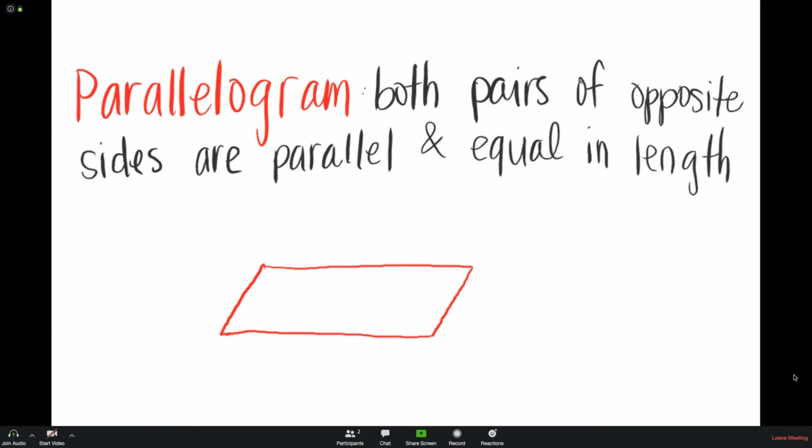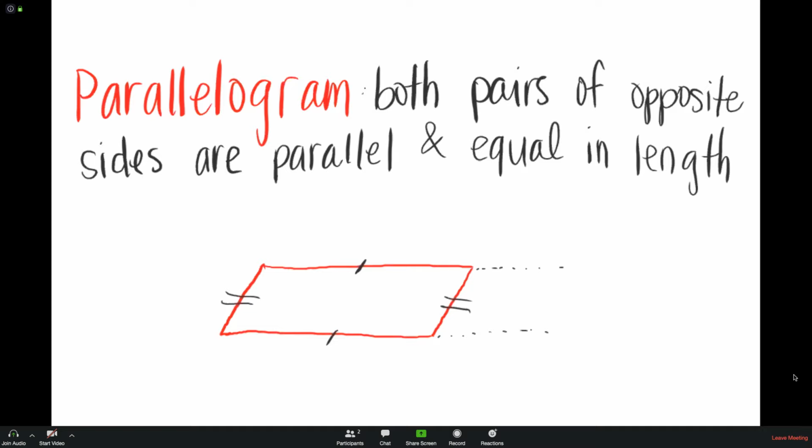Okay, so a parallelogram means that both pairs of opposite sides are parallel and the opposite sides are equal in length. So what that means, this side and this side are opposite sides. Okay, so top and bottom, left and right. These are going to be opposite sides. The top and bottom are parallel. Notice that those lines, even if we extend them out, will never touch. Okay, then also they are equal in length.